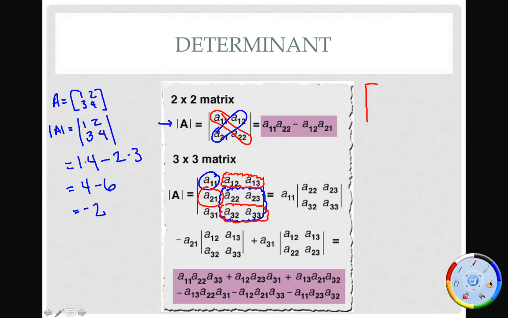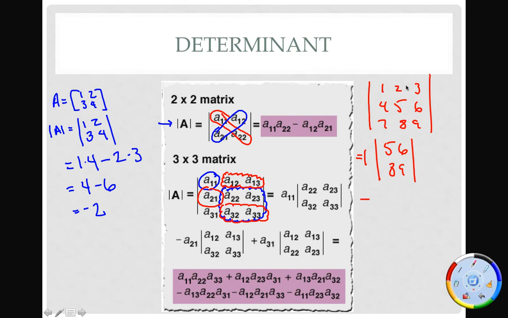If I did a quick example here. 1, 2, 3, 4, 5, 6, 7, 8, 9. It takes a little bit of work. However, it's not impossible. I would take the number 1 and multiply it by the determinant of 5, 6, 8, 9. And I would subtract. So I did the 1. Now I'm going to go to 4. I would subtract 4 times, if I cross that row, that column, the determinant of 2, 3, 8, 9. And then I would add 7 times the determinant of 2, 3, 5, 6.